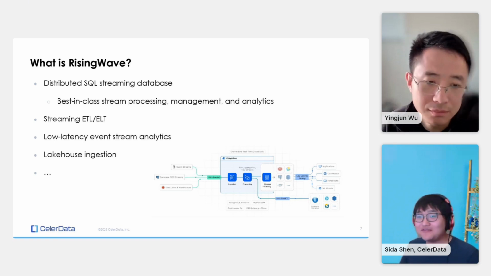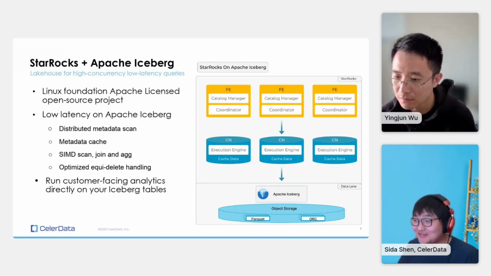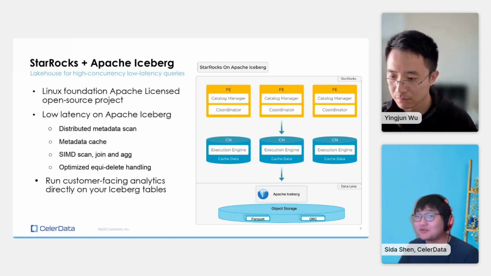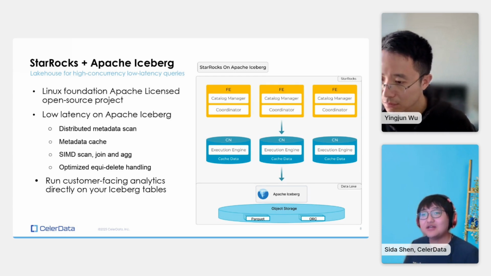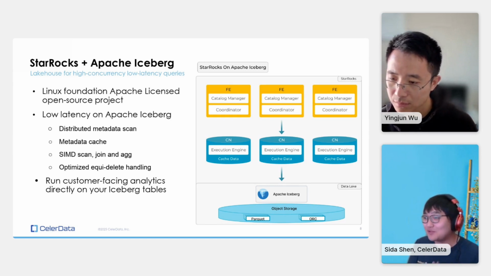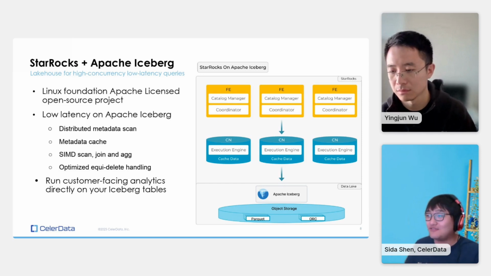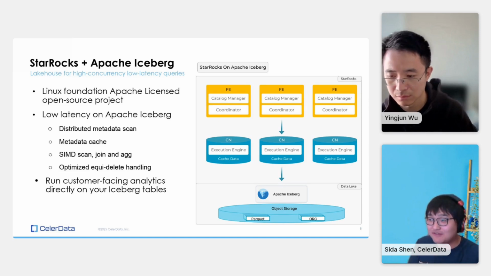Okay, so let's go back to the slides, and this is RisingWave, and a quick little rundown of StarRocks. StarRocks is a query engine that works on top of open lakehouse formats like Apache Iceberg, under the Linux Foundation with the Apache license. It's really good at low latency on Apache Iceberg. It does all of the crazy optimizations for Apache Iceberg, for real-time customer-facing use cases. Distributed metadata scan, that we just talked about: if your metadata is too big because you don't compact the table correctly, or just have too much data, you can actually read in parallel not only the data, but all of the metadata files. And a metadata cache makes sure the planning is always fast.